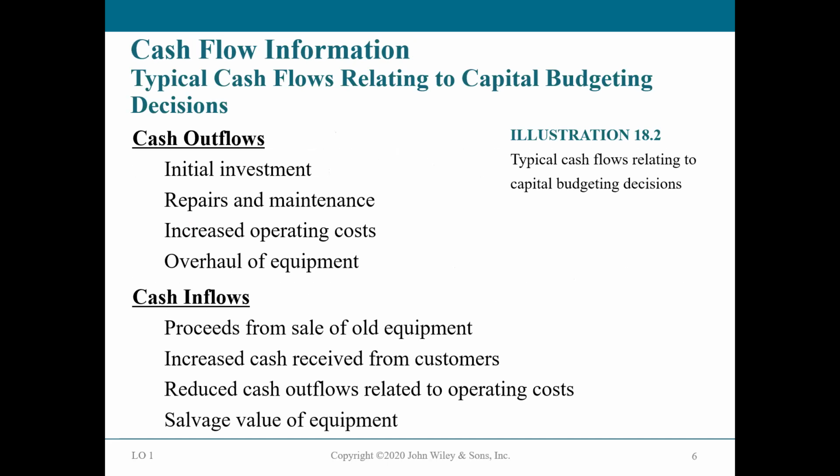Some of the typical cash outflows: you have the initial investment, maintenance costs, possibly increased operating costs compared to the current asset. You might have an overhaul of equipment, otherwise renovation, a major repair, maybe you replace a major item, a motor or something like that. Inflows: sometimes you'll have the sale of the old equipment that's being replaced. Maybe you're increasing your sales ability, so you have cash receipts from customers. Maybe you're reducing your operating costs compared to the current machine. And what is the salvage value of the equipment that you're considering purchasing? Those are all considered inflows for cash flow reporting related to capital budgeting.